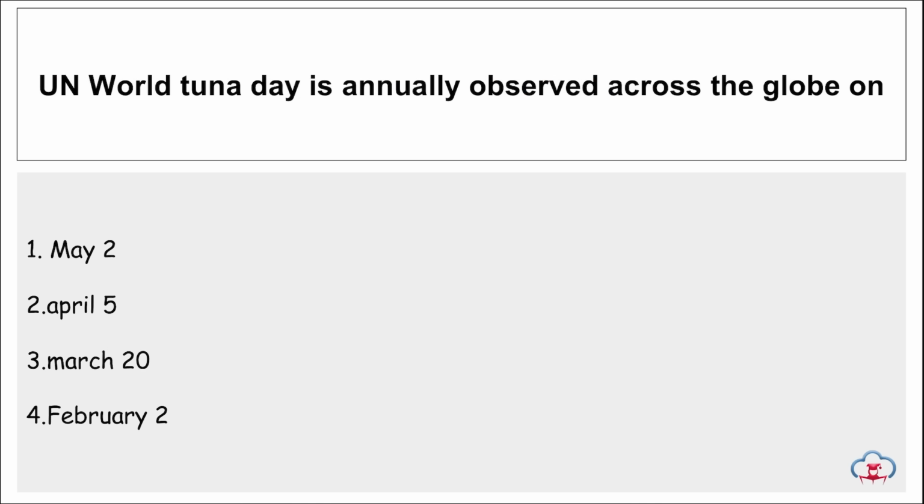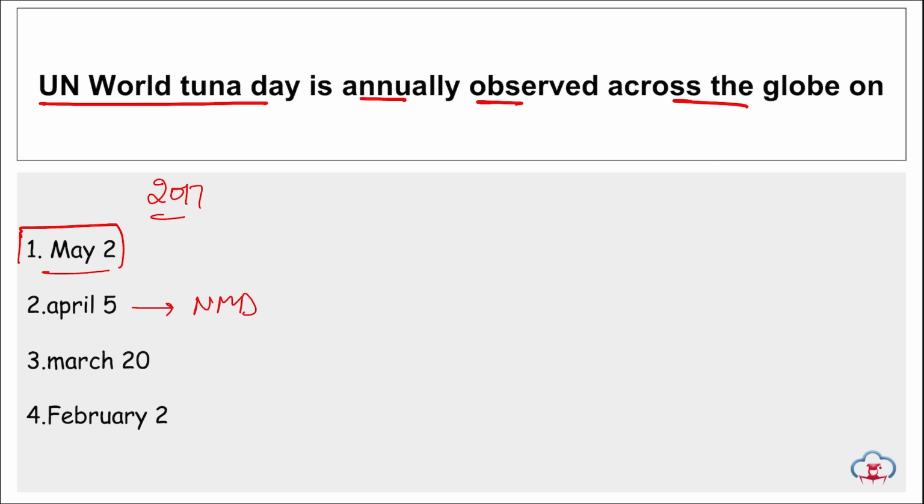Next is UN World Tuna Day, annually observed across the globe on May 2nd. Right, on May 2nd we observe this day to spread awareness about the importance of tuna. It is one of the most economically important fish species. Right, first time it was observed in 2017. Then if we talk about April 5, this day is observed as National Maritime Day, and it was the 61st National Maritime Day observed on 5th of April.